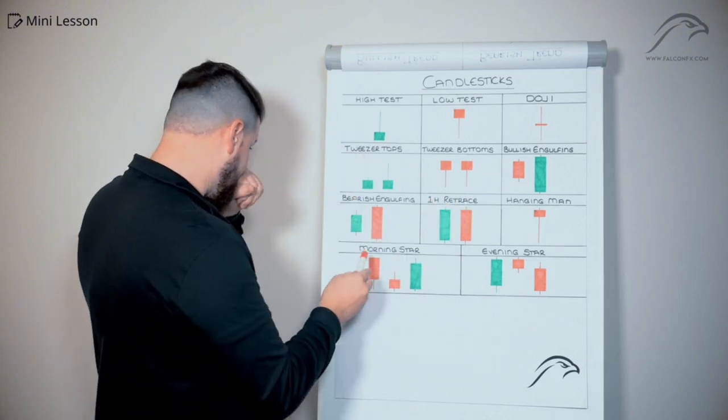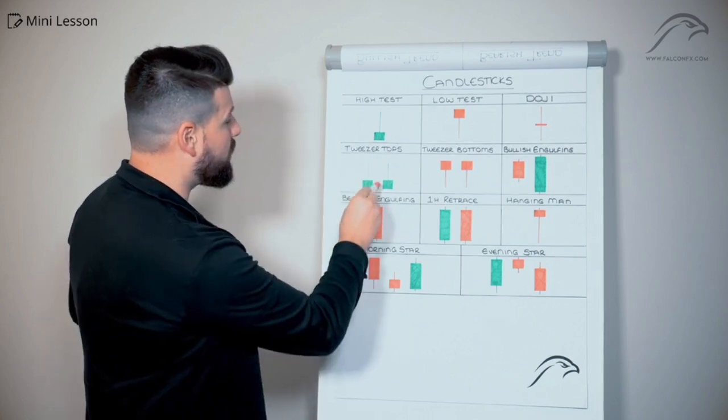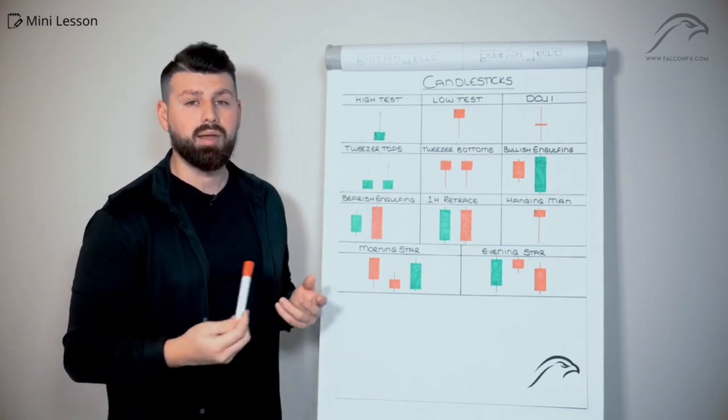Then we move on to the high test candle with 2 in a row. So what does this mean? Tweezer tops, you may have heard of it before.